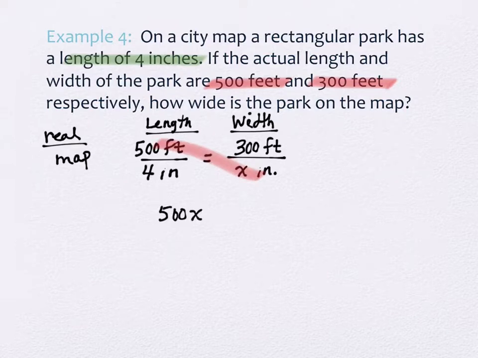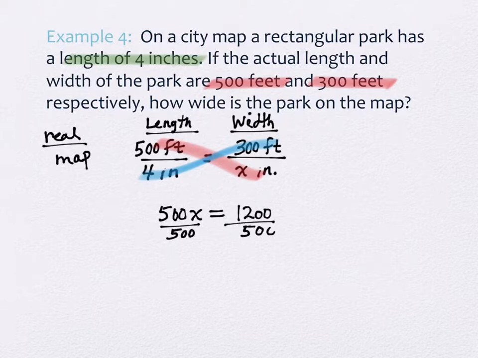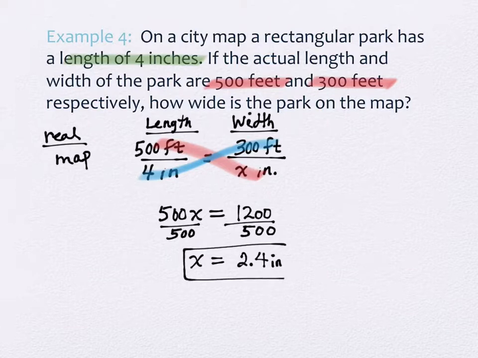500x equals what? All right, this is 1200. And then what? Divide by 500. And I mean, we're talking about a map here. I know that sometimes it can be tricky to decide, do I use decimals or do I use fractions? The reality is that when we're truly measuring things, we don't use fractions. It just doesn't make sense. We measure things to decimal points. So a decimal point answers what we're looking for here. What would we get if we divide 1200 by 500? 2.4 inches. And that would be the width on the map.